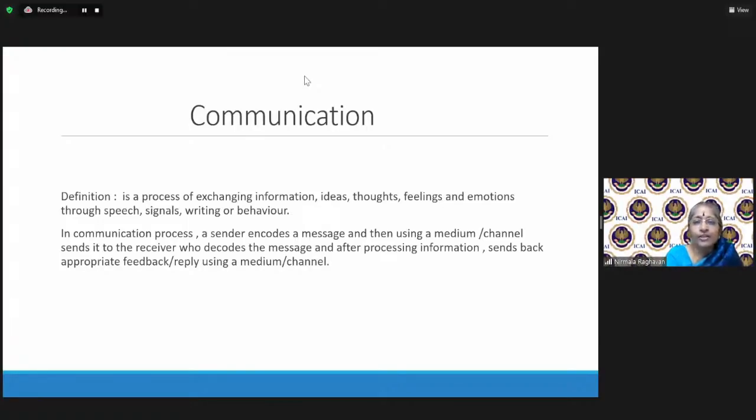So what's the medium? It is a language you use. Either it's English or Russian or Italian or Spanish, whatever. Using a medium or a channel, the sender sends it to the receiver who decodes the message and after processing the information, sends back an appropriate feedback or a reply using a medium or a channel.